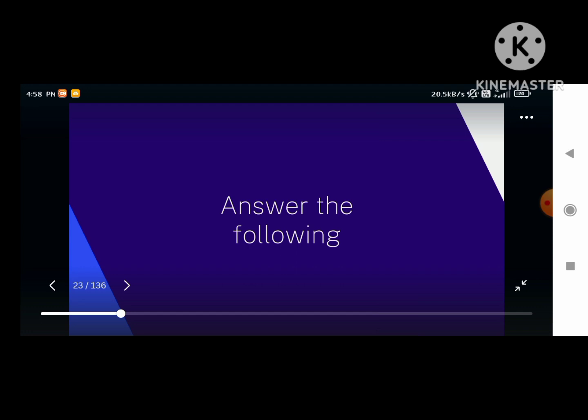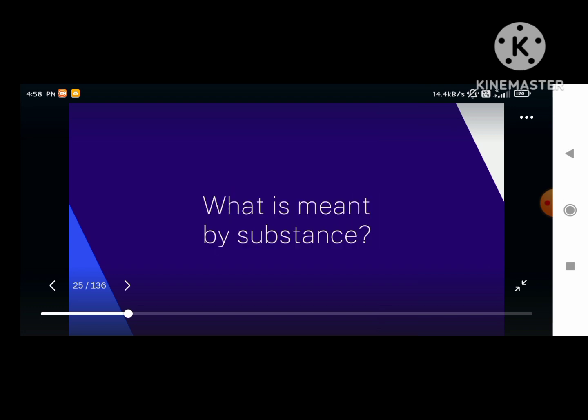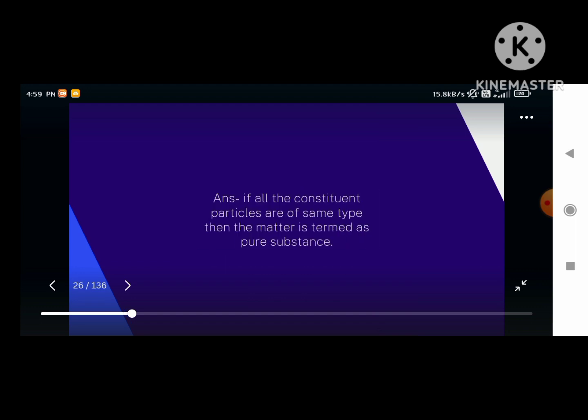Answer the following questions. Question number 1. What is meant by a pure substance? So the answer for that is, if all the constituent particles are of the same type, then the matter is termed as pure substance.